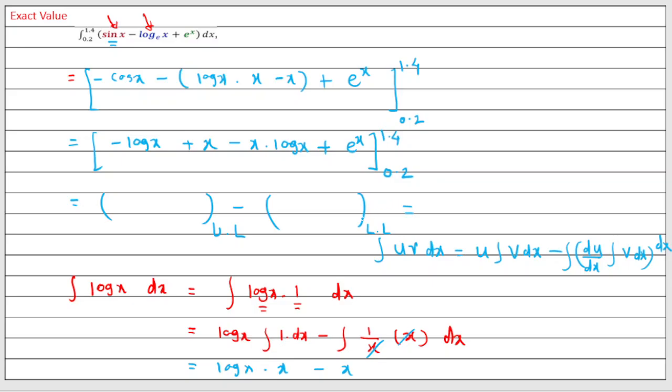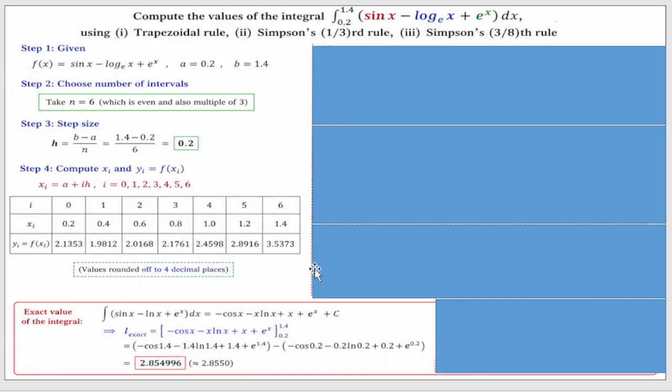Keep your calculator in radian mode. So what will be the answer? If you do all these calculations using the calculator, your answer is approximately 2.8550. This is the exact answer. This is not going to change.